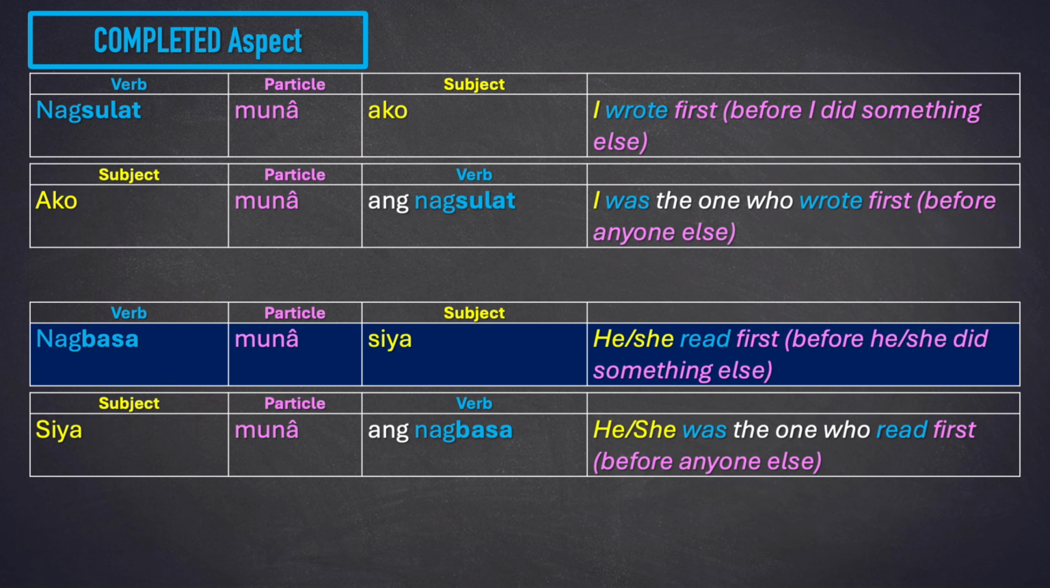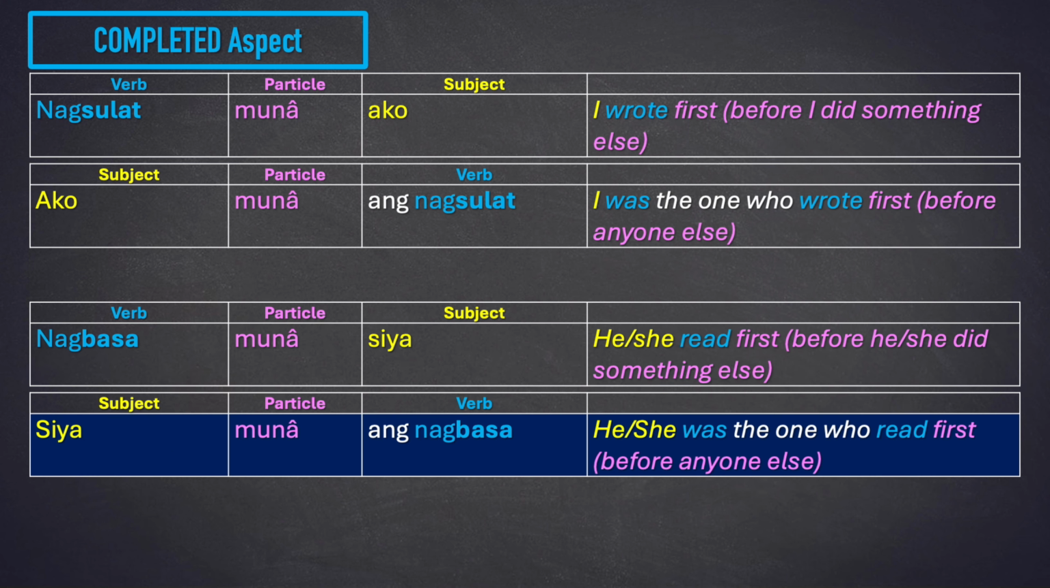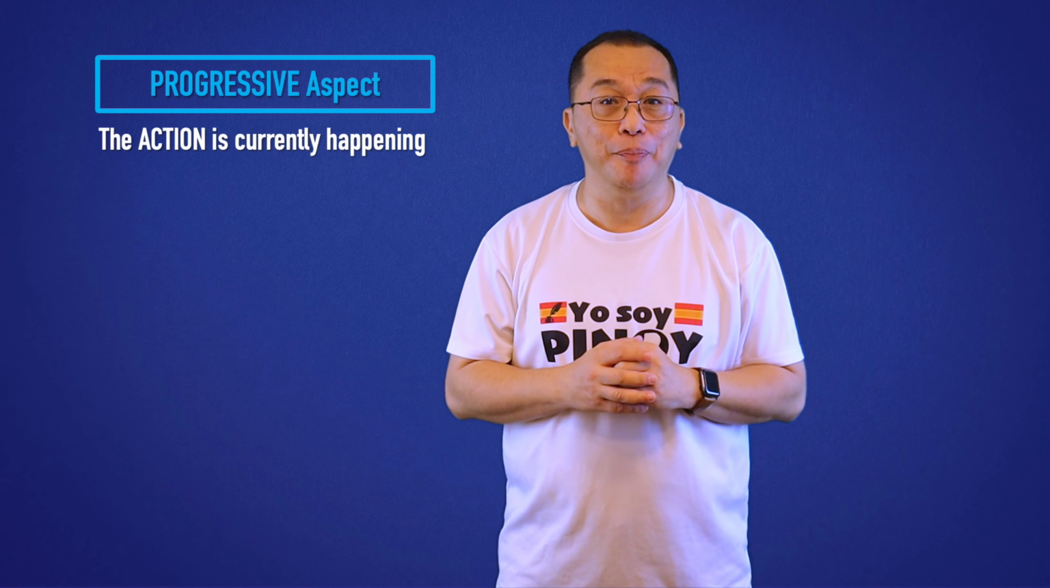Nagbasa muna siya. He or she read first before he or she did something else. Siya muna ang nagbasa. He or she was the one who read first before anyone else. Let's have some more examples. This time, let's use verbs in the progressive aspect, or when the action is currently happening.